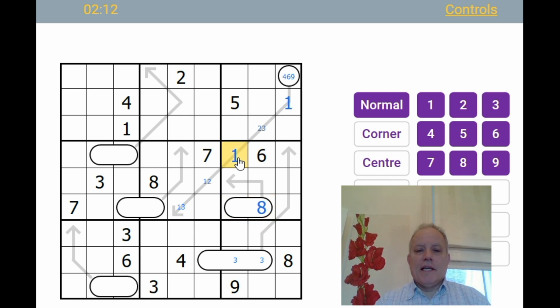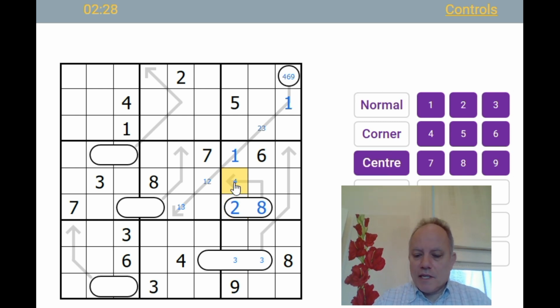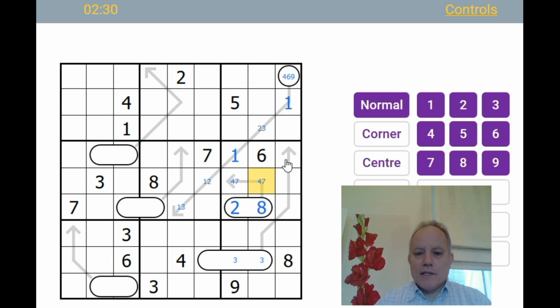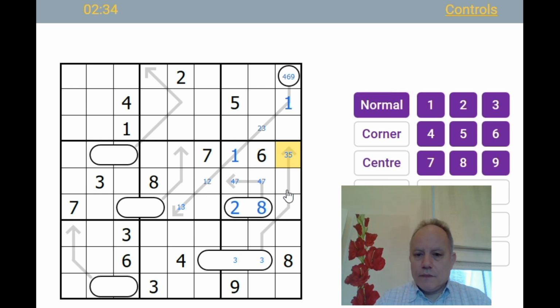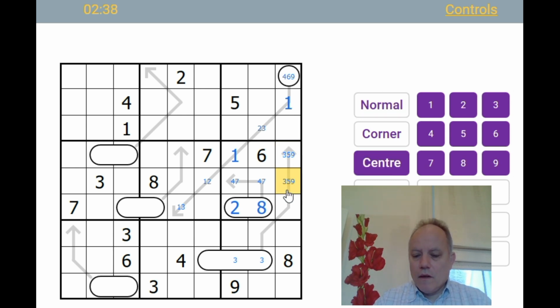So this can't be 18 because we've already got the 1. It could be 28. This would be 7 and 4. Can't be 38. Could be 48, but that would require a 6 and an 8. And we've already got 6 and 8 there. 58, 68. No, it must be 28, and these must be 4 and 7. So that's quite a good start, especially as it gives us the 3 numbers on this arrow.